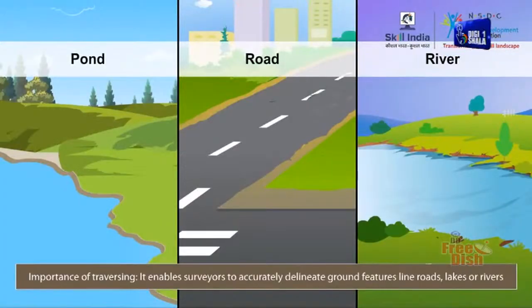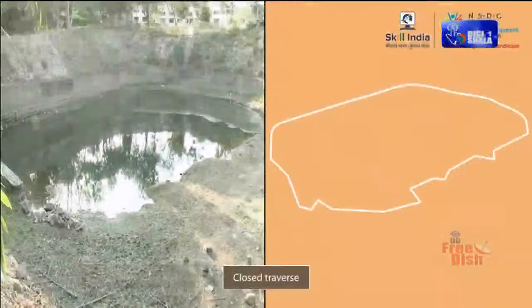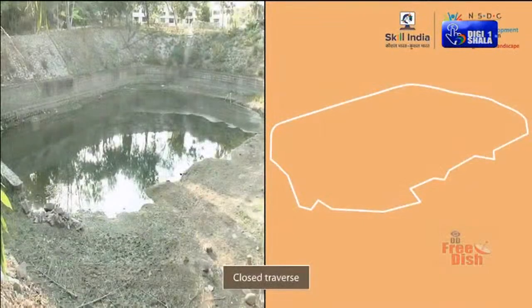The importance of traversing is that it enables surveyors to accurately plot the shapes of ground features having an irregular outline. When the connected survey lines form a loop or a polygon around the ground feature, as in the case of a lake, it is called a closed traverse.